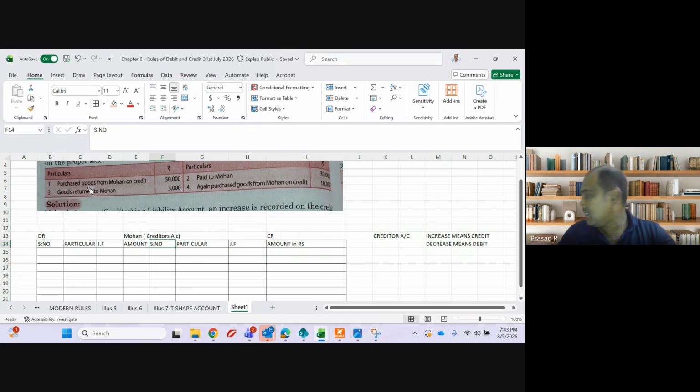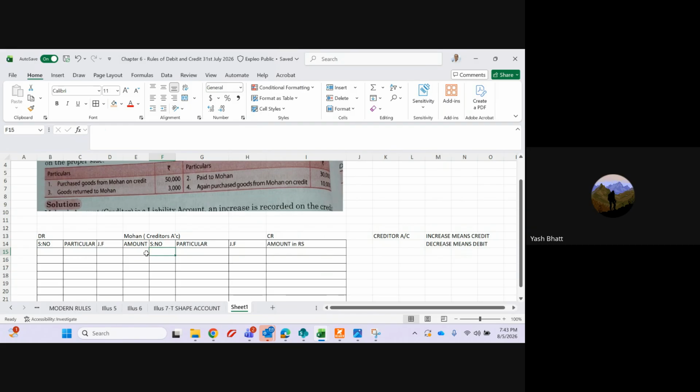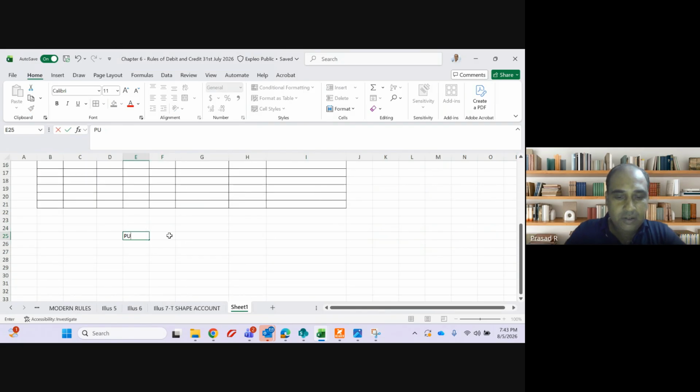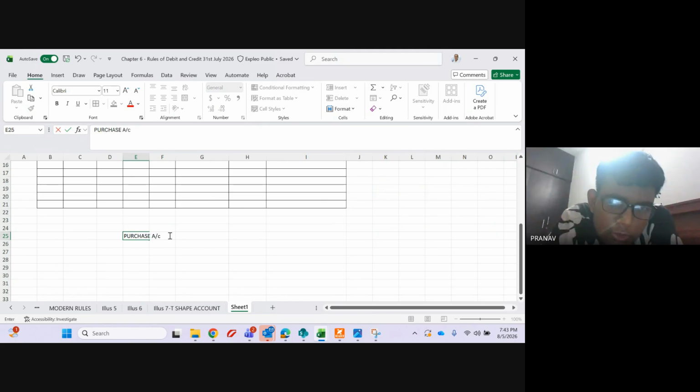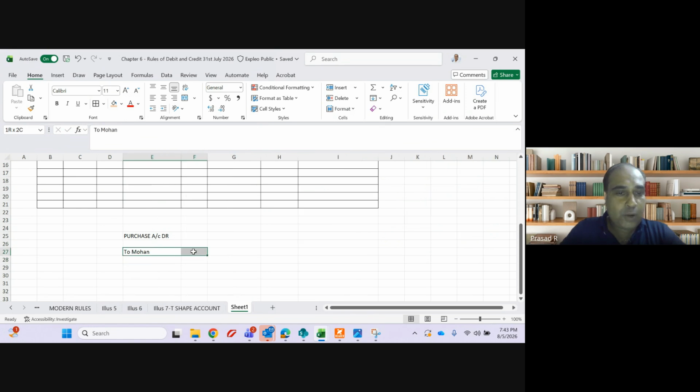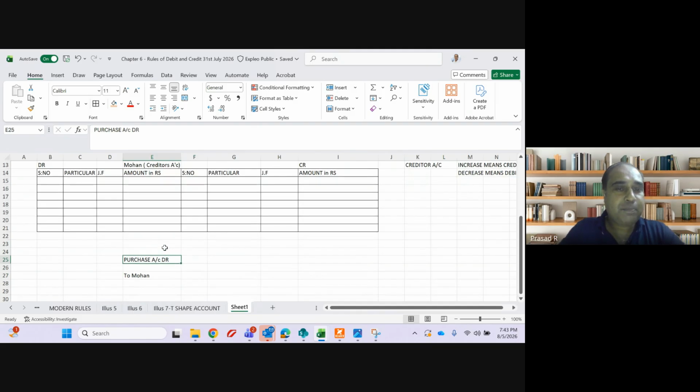First is purchase goods from Mohan on credit. Serial number 1. When I purchase goods from Mohan on credit, my creditor will increase or decrease? Increase, sir. What will the accounting entry be? Purchase account debit to Mohan. Now Mohan account is credited, on account of a credit purchase being done.